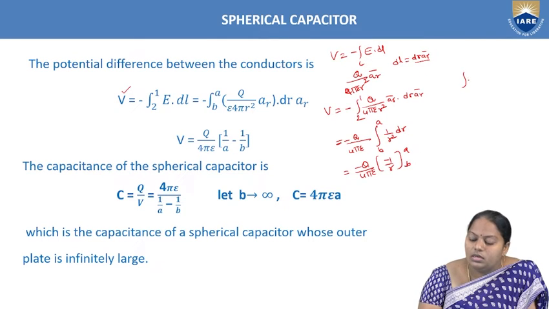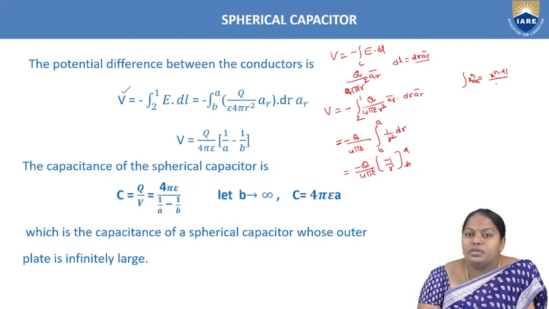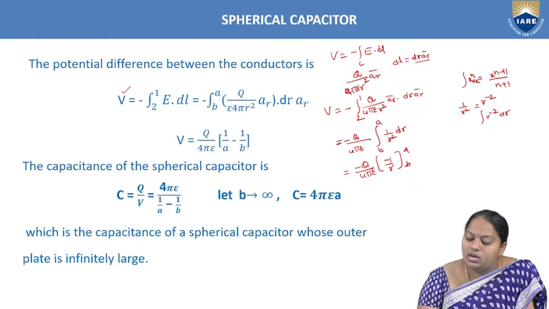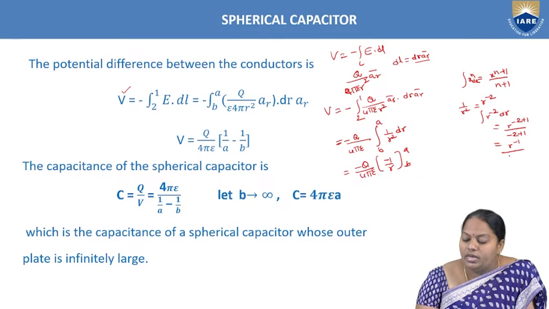Why? Because the integral of x power n dx formula is x power n plus 1 by n plus 1. So here we have 1 by r square, which can be written as r power minus 2. Then the integral of r power minus 2 into dr can be written as r power minus 2 plus 1 by minus 2 plus 1. Then r power minus 2 plus 1 is r power minus 1 by minus 1. Then it becomes minus 1 by r. So now if you integrate 1 by r square, the resultant will be minus 1 by r.